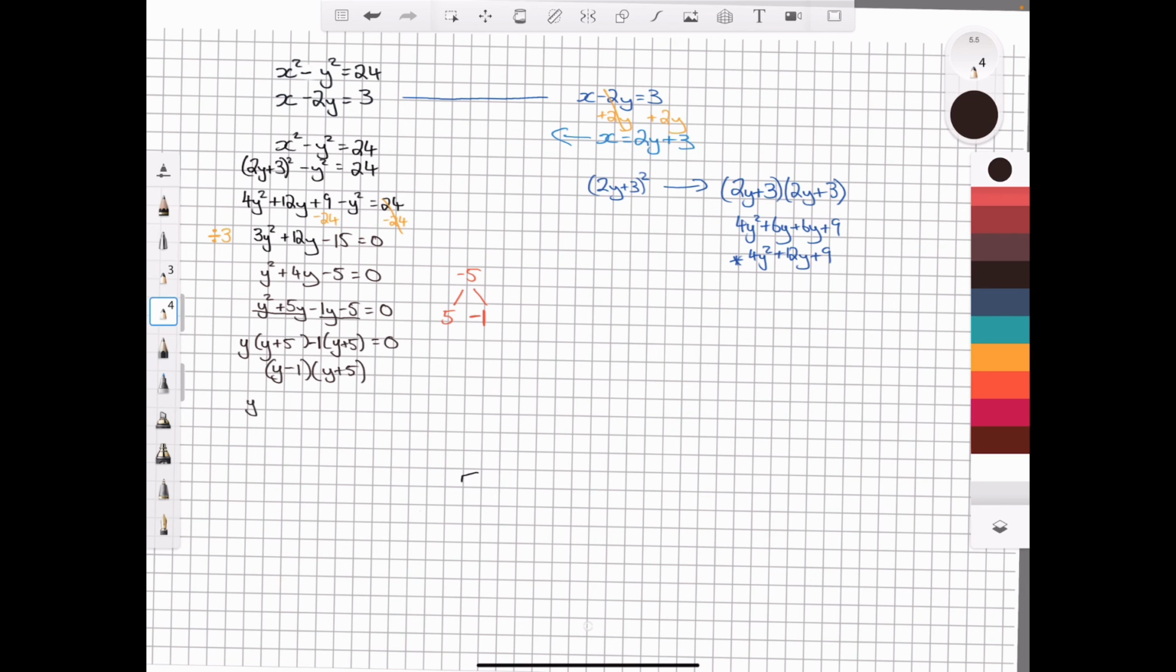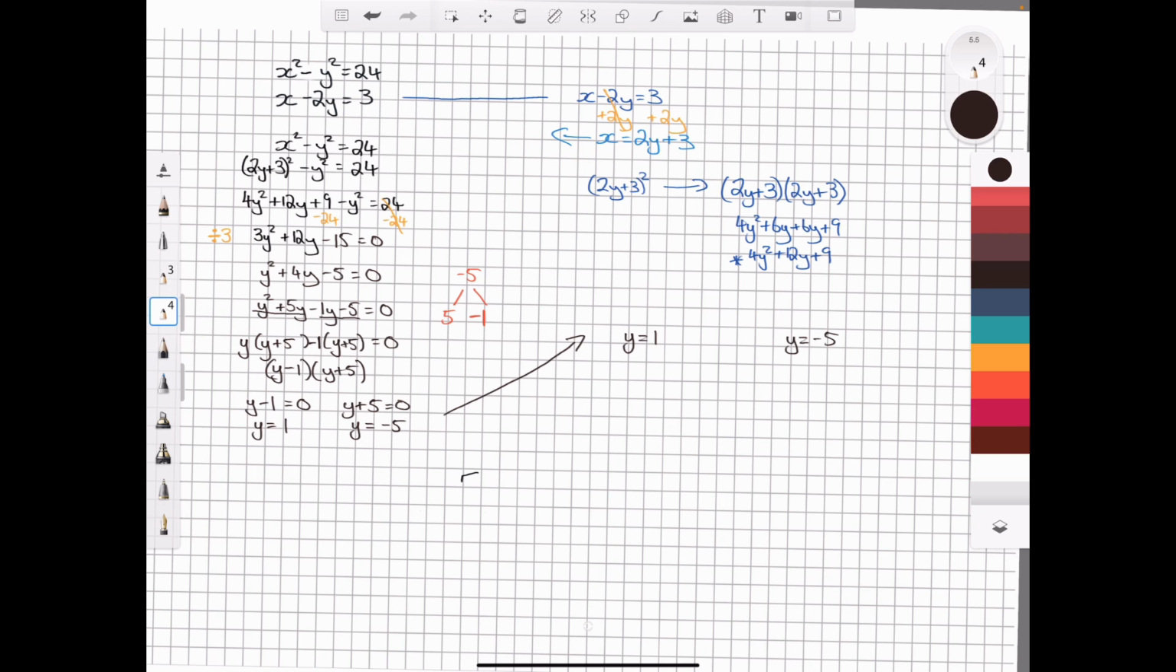Now we want to find out what y is equal to for each of these. So y minus 1 equals 0 and y plus 5 equals 0. And if I plus 1 to both sides on the left here, I'm left with y is equal to 1. And if I minus 5 to both sides here, I'm left with y is equal to minus 5. And now that I know this, I'm going to go up to here. And I'm going to go y is equal to 1. And over here, a little bit more space, is y is equal to minus 5.